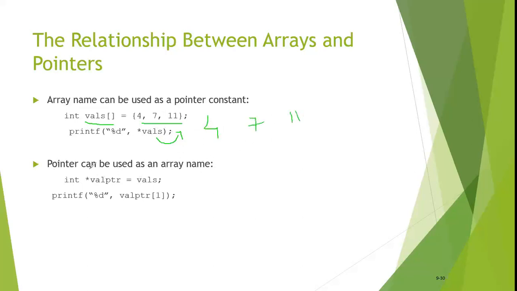But a pointer can also be used as an array name. If I'm having a pointer, asterisk valptr equals vals, right? So if I write valptr[1], in this case, what will be the value? Yes, correct. Very good, Aniket. No, Aniket, it will not be 4. Mukesh, it will be 7. Because, see, we are writing valptr[1]. This is index 0, this is 7 at index 1, and 2. Good, very good.